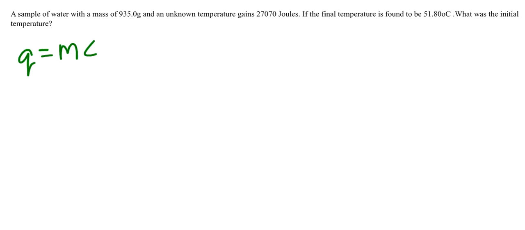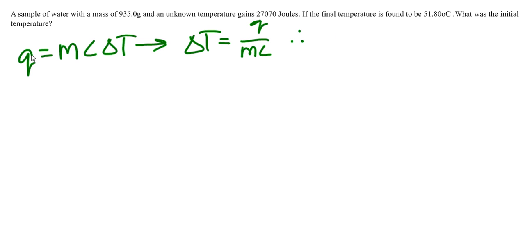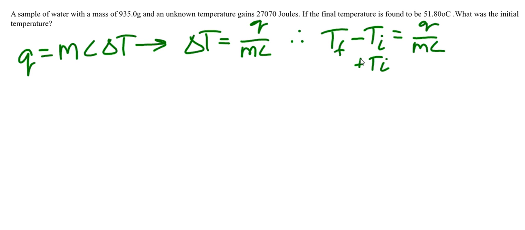Q equals MC delta T. This ends up being delta T is equal to Q over MC, which is the same thing as saying TF minus TI equals Q over MC. And of course, I can rearrange this equation by doing some algebra. So what I'm going to do is go plus TI, plus TI.